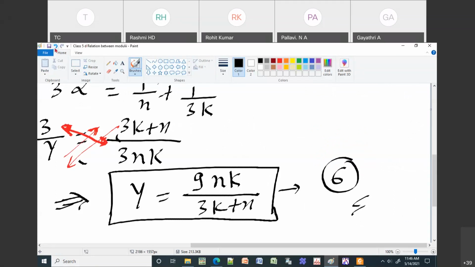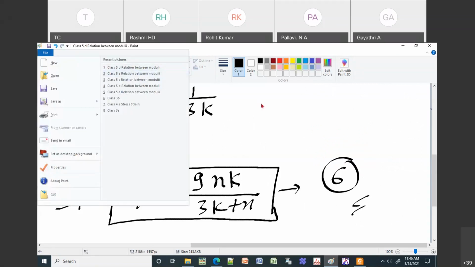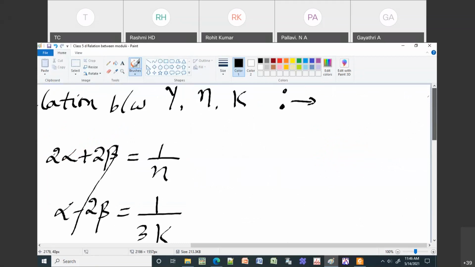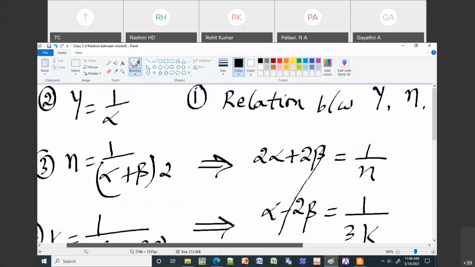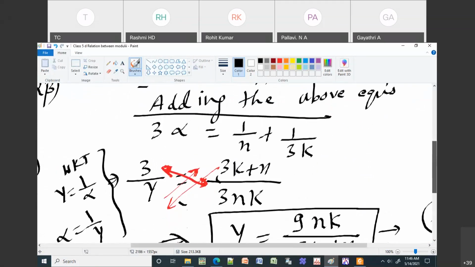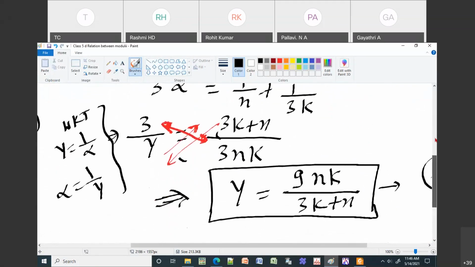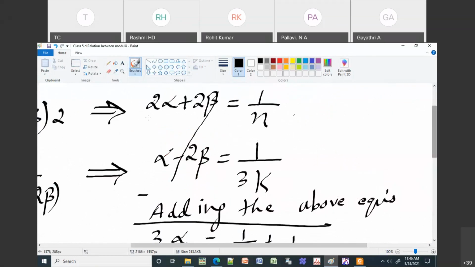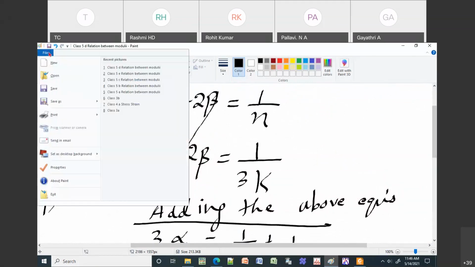Now let me open the other one. Do you have any doubt up to this? You take equations number 3 and 4 and then you do the mathematics, and you should get a relation between y, n and k. It's not very difficult. So can I go to the next one?